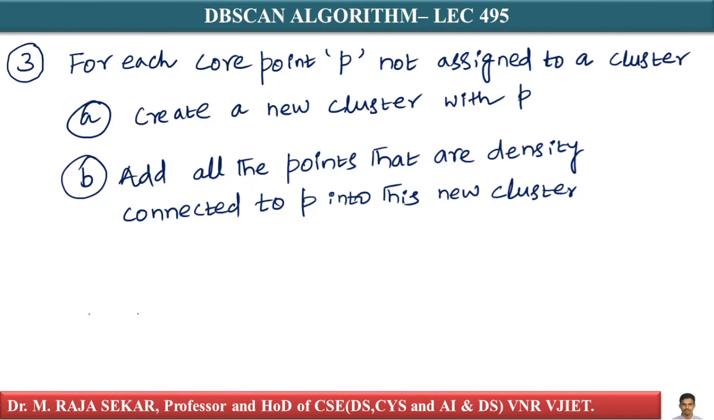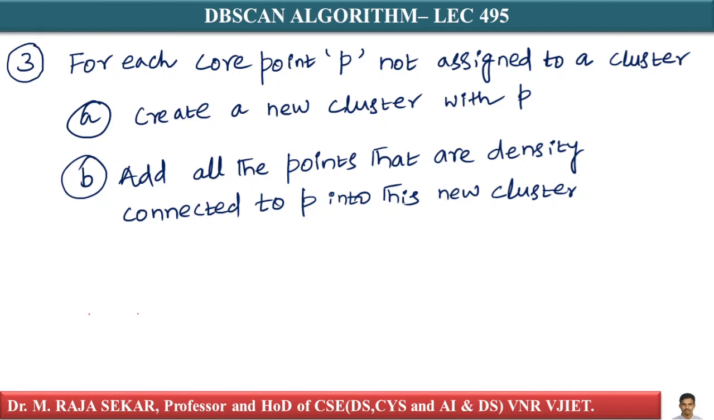The third step, which is the core step, is for each core point P that is not assigned to a cluster, you perform these two steps. First step is to create a new cluster with P. Second step is to add all the points that are densely connected to P into the new cluster. At the outset, you don't have any points assigned to a cluster. None of the core points are assigned, so you pick one of the core points at random and create a cluster with this core point. Now you ask which points are densely connected.